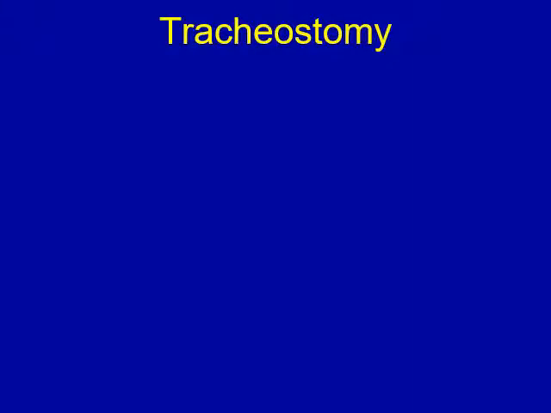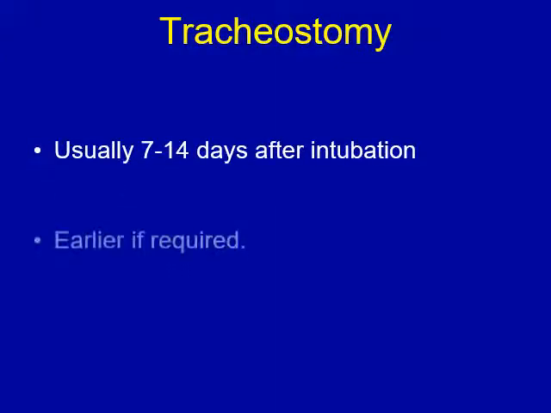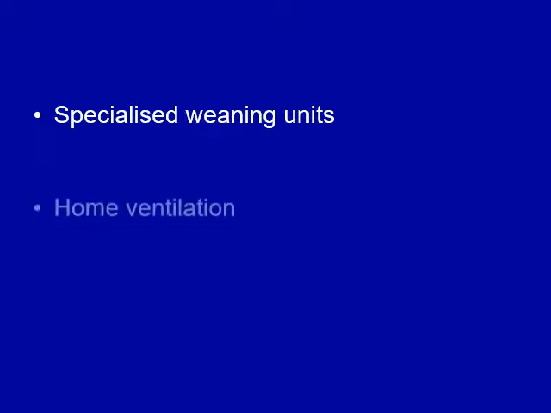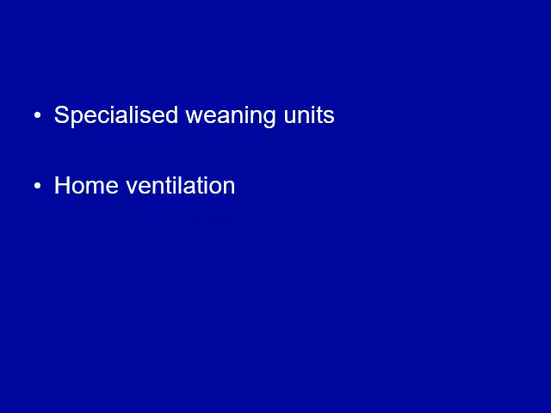And this tracheostomy has to be done as early as possible, and usually we take a time period of around 7 to 14 days after intubation, and earlier whenever it is required. If you think that the patient requires prolonged mechanical ventilation, then we have to go for an early tracheostomy. Patients who have prolonged weaning should be referred to specialized weaning units. And also home ventilation is one of the options for these patients.